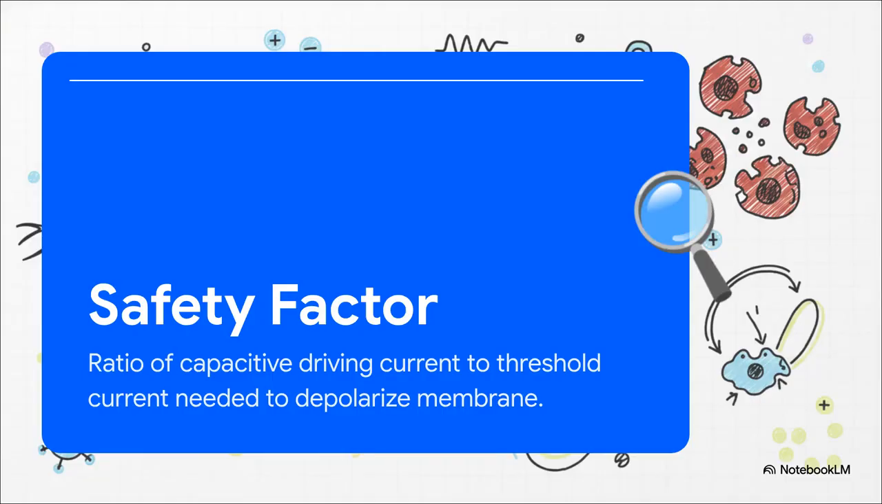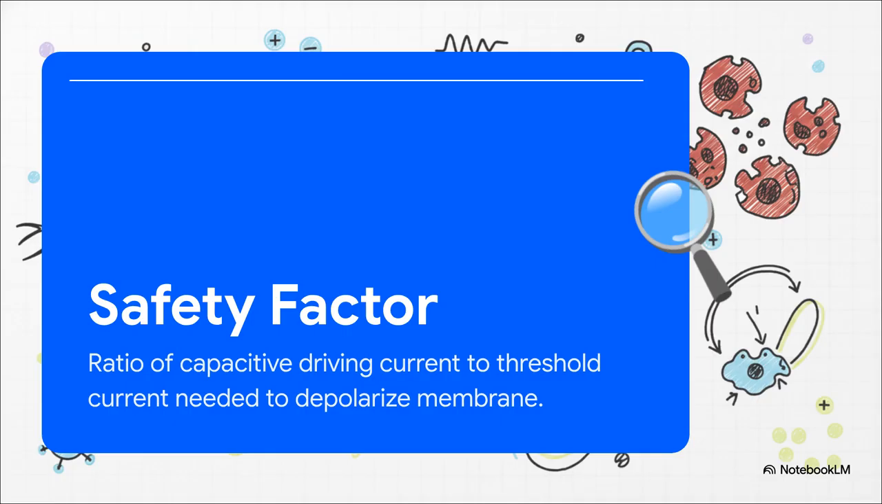Okay, so this brings us to a really crucial concept, the safety factor. I want you to really wrap your head around this one. The safety factor is simply a mathematical ratio. It's the driving current pushing the signal forward compared to the minimum threshold current actually required to trigger that next node. In a healthy human nerve, this ratio sits really comfortably between 5 and 10.